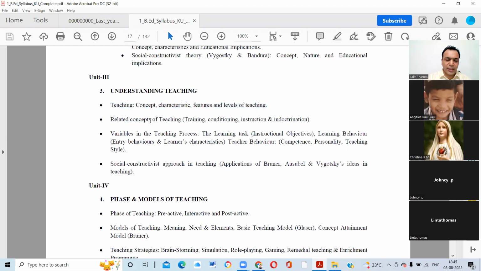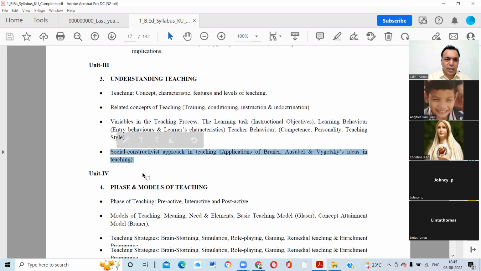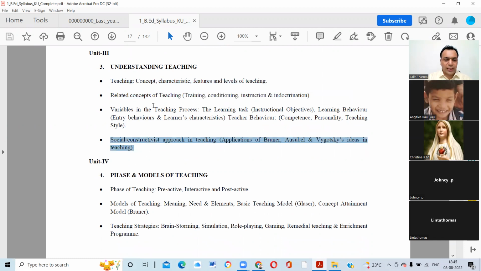You can do this. Concepts of teaching and related concepts of teaching are easy: training, conditioning, instruction, indoctrination. And the variables of teaching question has come. After discussing our whole paper, we will again come to our syllabus and I'll tell you the important questions which you can do.